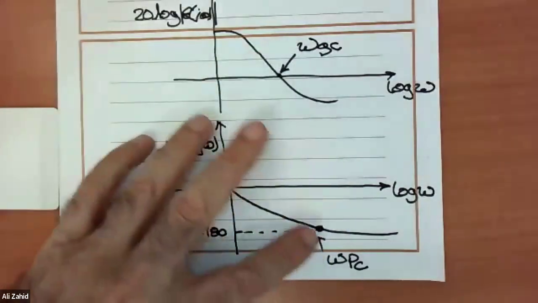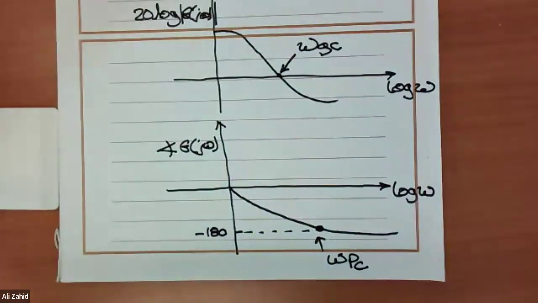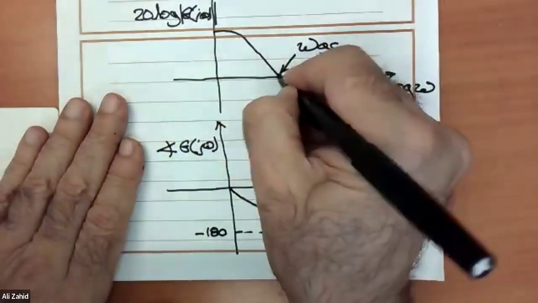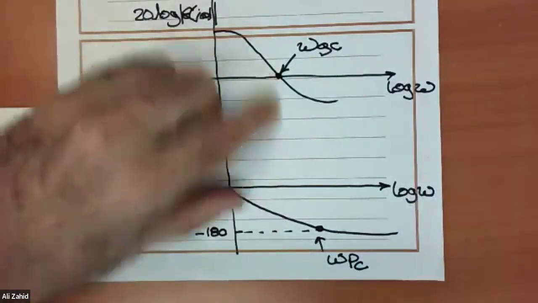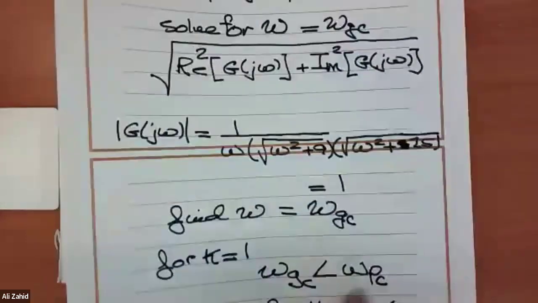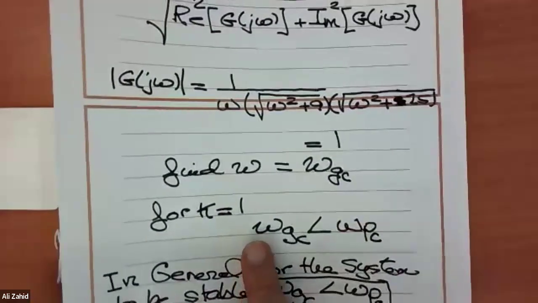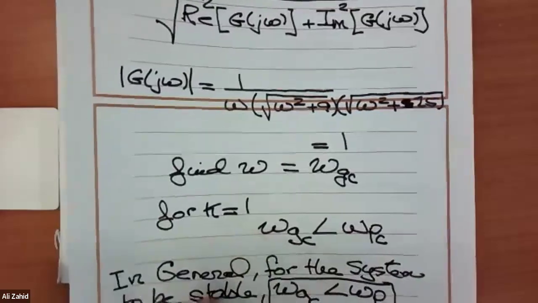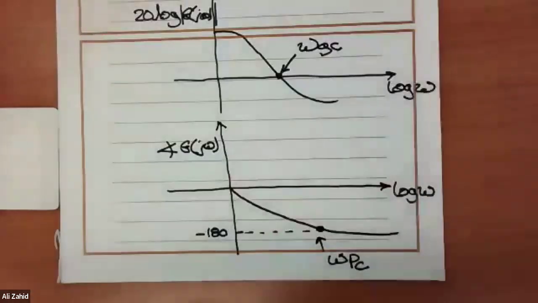Help me. In this example, which one is larger? The phase crossover frequency. Which means what? If the phase crossover frequency is larger than the gain crossover frequency, the system is stable. Can you show me where the gain margin is?